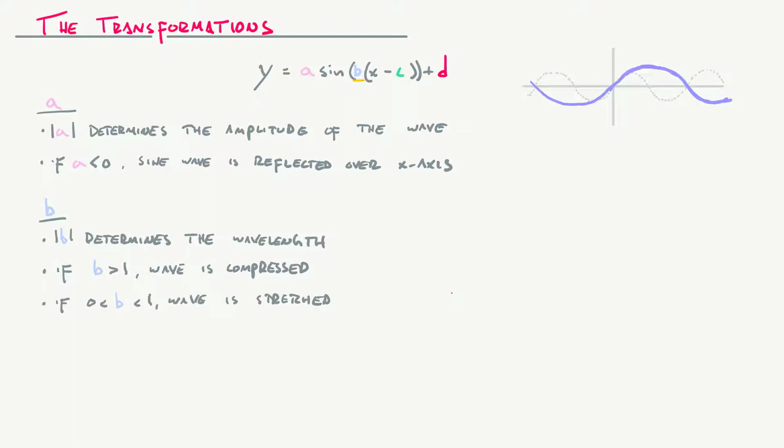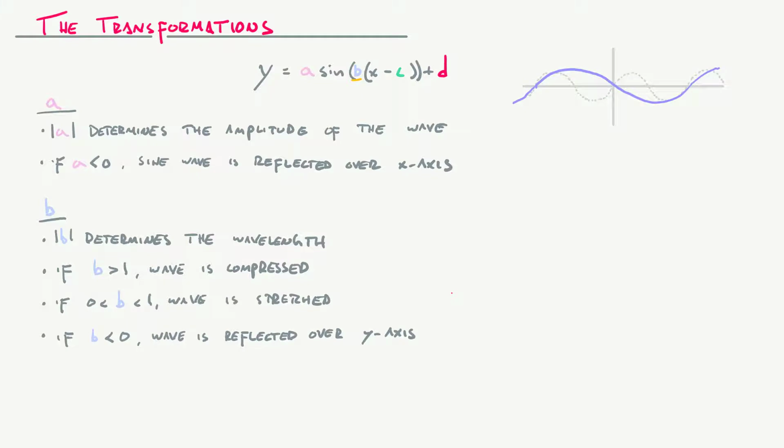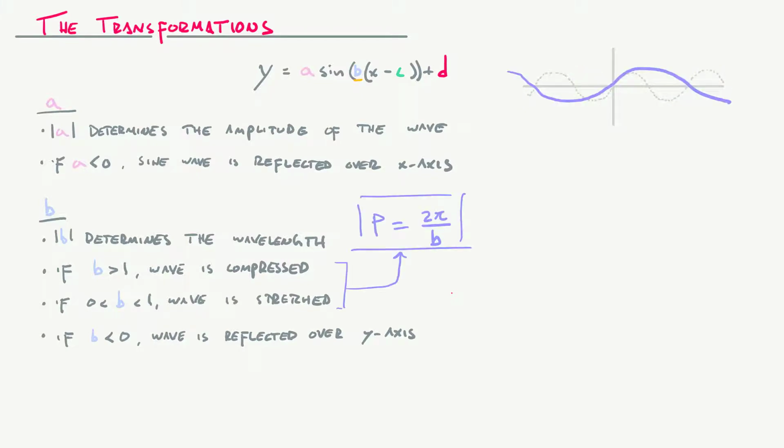A little bit of a counterintuitive behavior with what's happening there. If B is less than 0, then the wave gets reflected over the y-axis. Now there's also a formula that we need to talk about in regards to B. B isn't the wavelength or the period itself, it helps determine it.